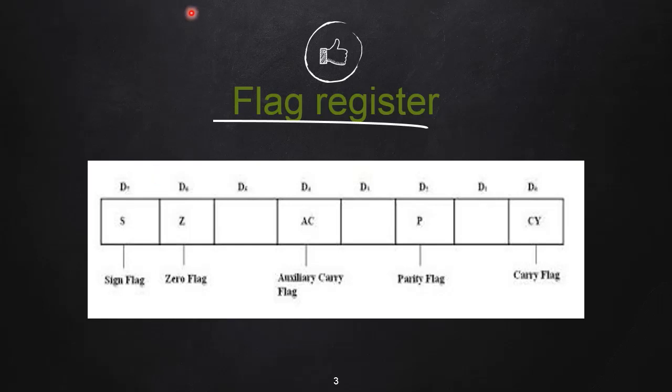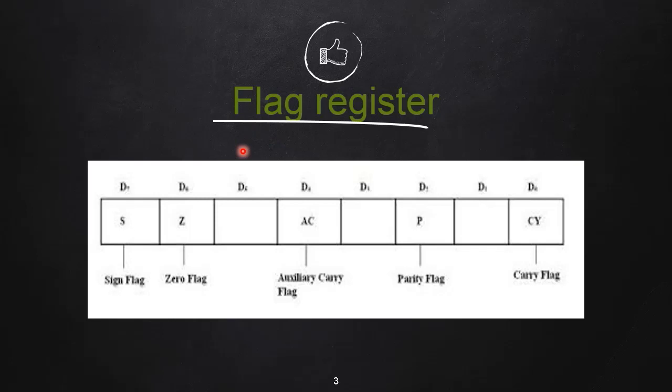Then the next flag we have is the AC flag. The AC flag is also called the auxiliary carry flag. Now the AC flag can also be set or reset. When we perform addition of two numbers, suppose my two numbers are 8 bits. Now suppose I am performing addition of those two numbers and my carry gets generated at bit 3 and it is passed to bit 4.